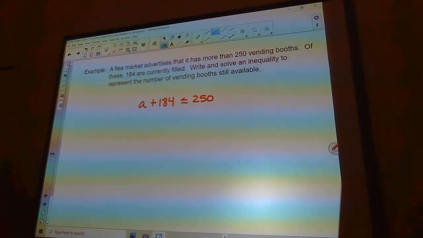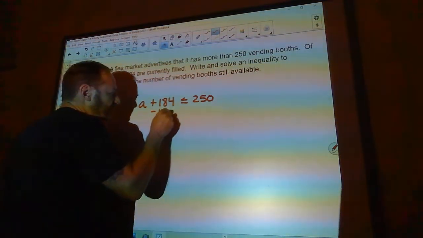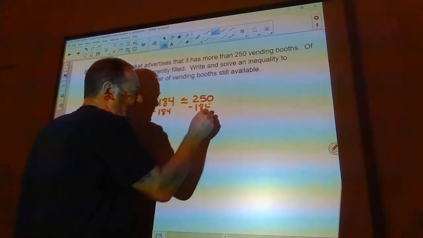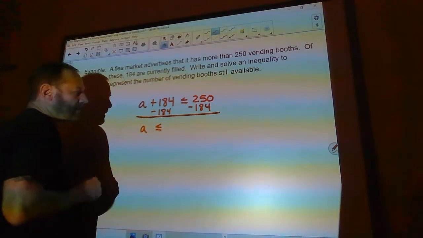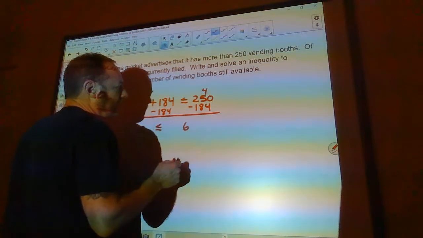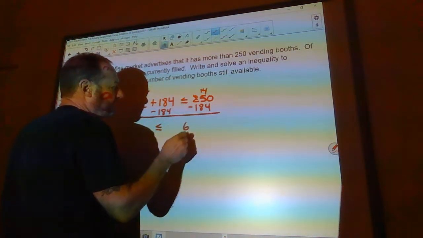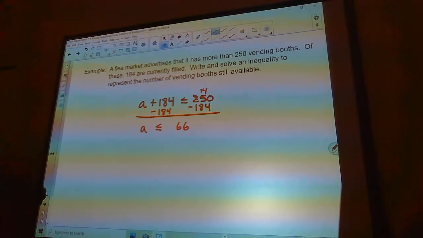So you could write it like this. I'm going to go ahead and simplify it by subtracting 184 from both sides. So this would be what, 6, this would be a 4, that'd be 14, that'd be 6, so there's 66. So there are 66 or fewer booths available.